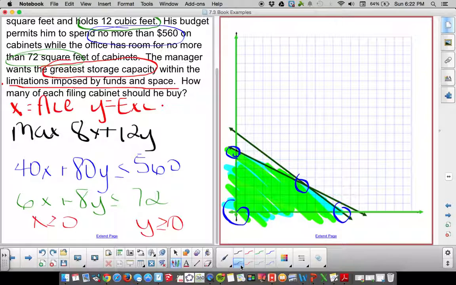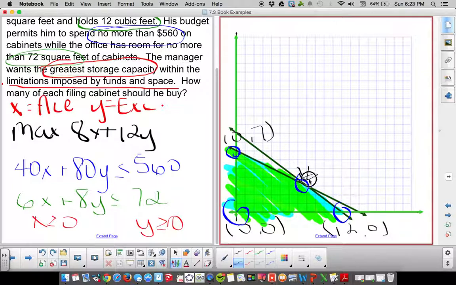So now I'm going to use my knowledge of linear equations to help me get those. I know my intercepts pretty easily. I know this is 0, 0. I know this was the x-intercept of my equation 6x plus 8y equals 72, so I have that my intercept there is 12, 0. I know this y-intercept here was 0, 7.